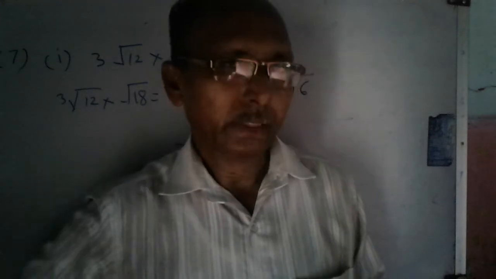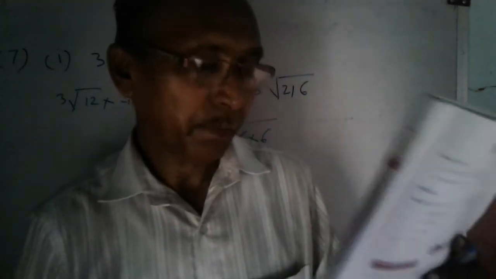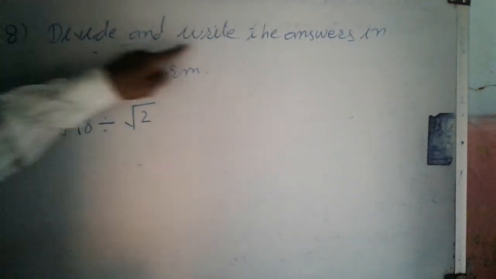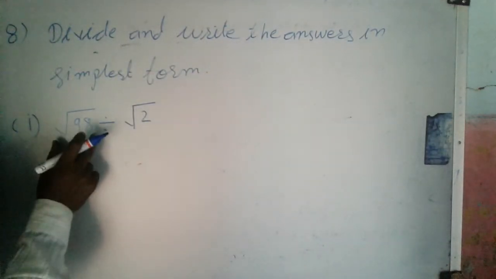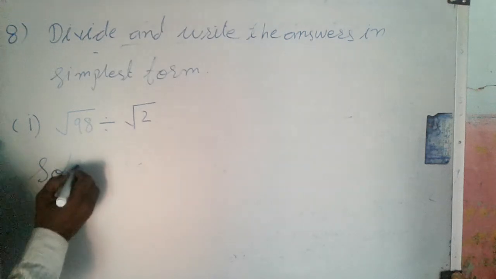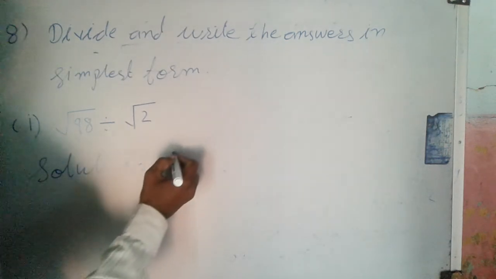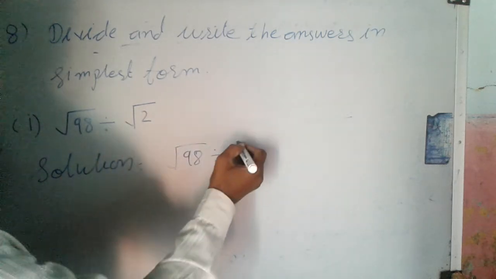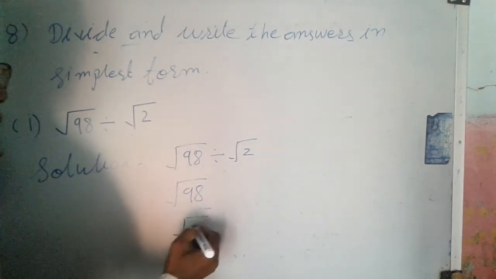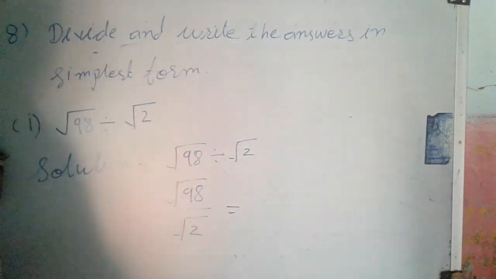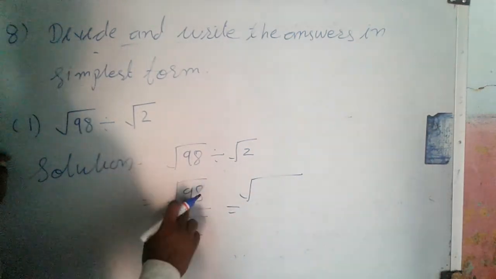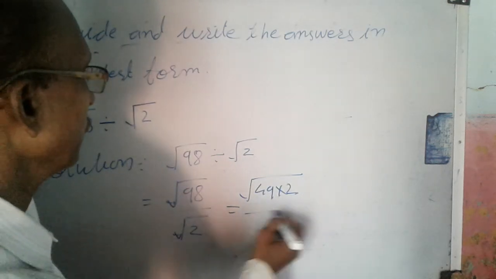Now next is question number 8. Divide and write the answers in the simplest form. Example 1: under root 98 divided by root 2. So we can write this as under root 98 divided by root 2. Now, both having equal orders. First we will simplify this. So factors of 98, 49 into 2, upon root 2.